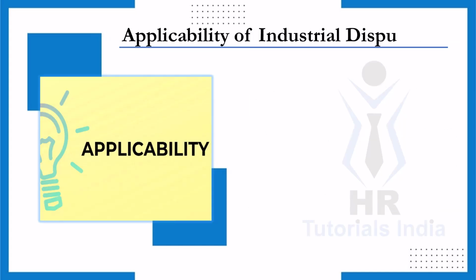Applicability of the Industrial Disputes Act. The Industrial Dispute Act 1947 is a significant piece of legislation in India designed to provide a framework for investigation and settlement of industrial disputes between employers and employees. It aims to maintain industrial peace and harmony by establishing a process of resolving disputes, addressing worker grievances, and protecting their rights, ensuring fair treatment and minimizing disruptions in the workplace.